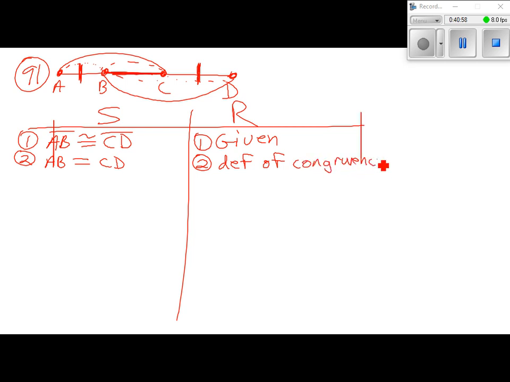And if you write some of the other things, I would probably accept it. That could mean that same thing. Then the next thing I'm going to do is I'm going to do this. Segment AB plus segment BC equals the whole thing, segment AC. This segment plus this segment equals that whole thing, and that's just segment addition postulate.